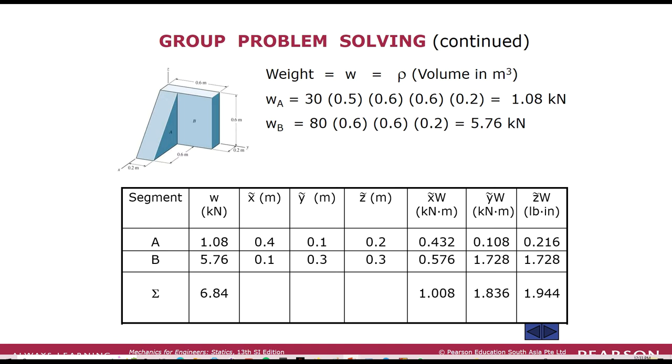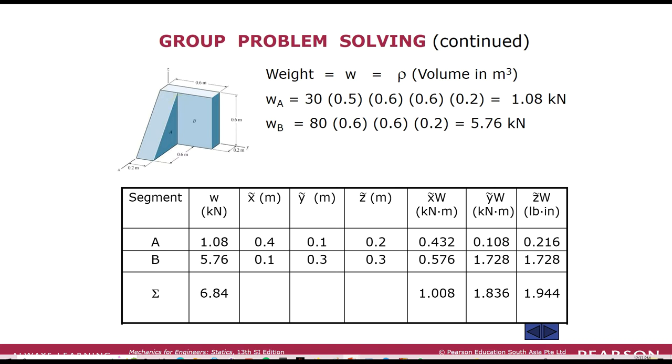So we just multiply the coordinate of x times the weight, in kilonewton meter. We get 0.4 times 1.08, so we get the value of 0.432, 0.108 for y, and 0.216 for z, respectively. Which is supposed to be 0.1 for instance, so this is a mistake. It should be kilonewton meter.